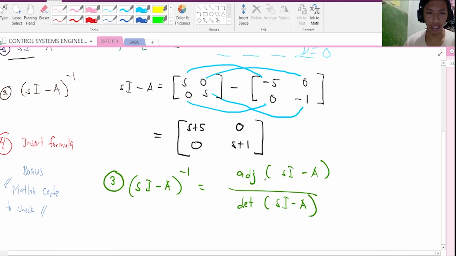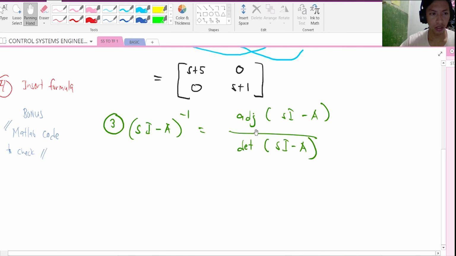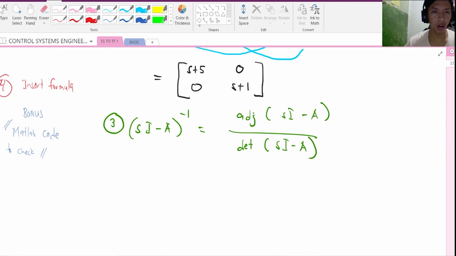So what we're going to do here is find the adjoint of this one and then the determinant. It's just the same as the inverse of this one. Okay? So now, let's tackle or solve this numerator first and then the denominator. With the process of adjoint, I'm going to use the concept of cofactor.